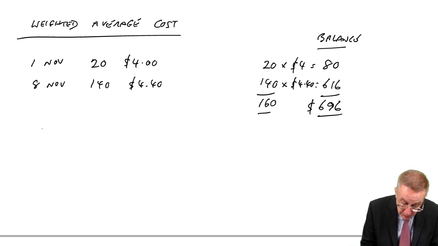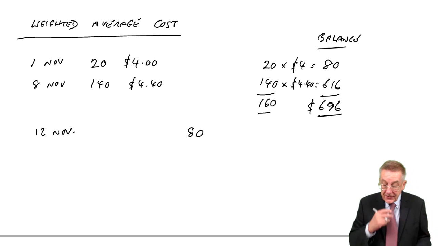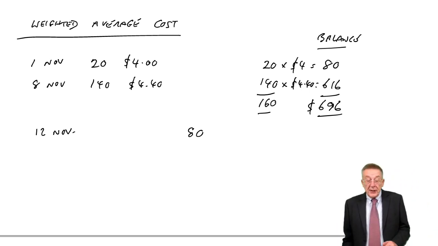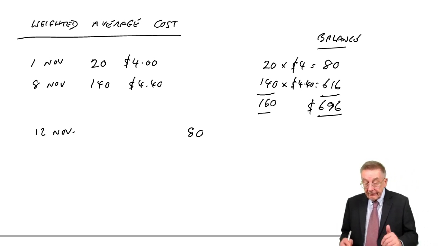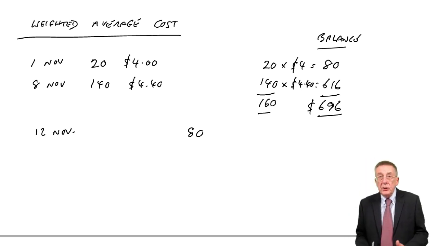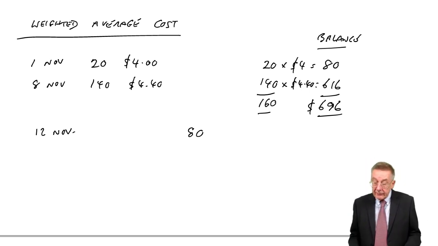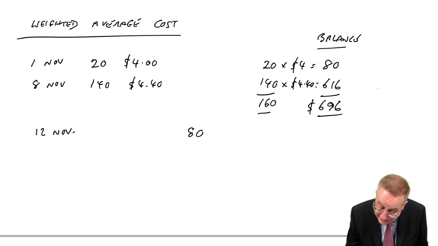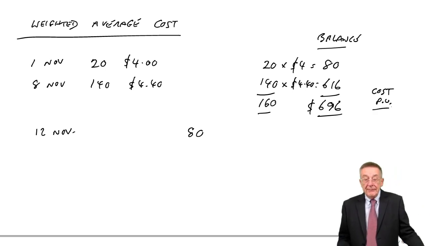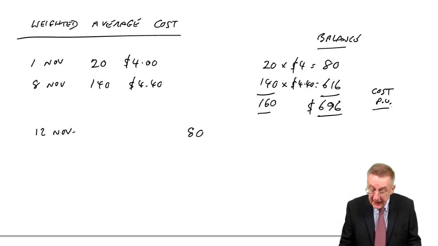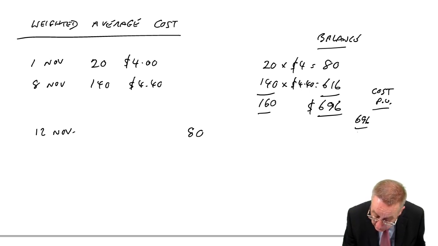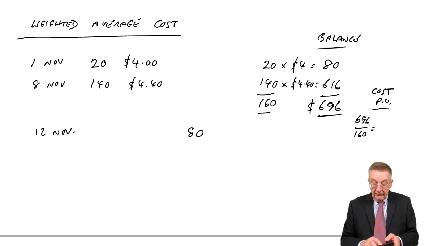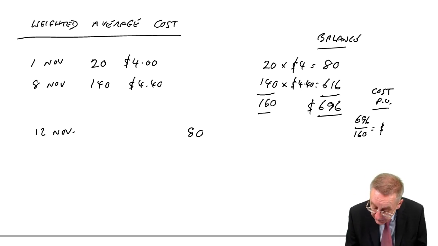However, it's when we come to issue that we need to think. 12th of November, we issue 80 units. And with weighted average, instead of saying, is it the old ones or is it the new ones, we just take an average and we say the average cost per unit, we did have 160. In total, they cost 696. So on average, how much does each unit cost? On average, 4.35.